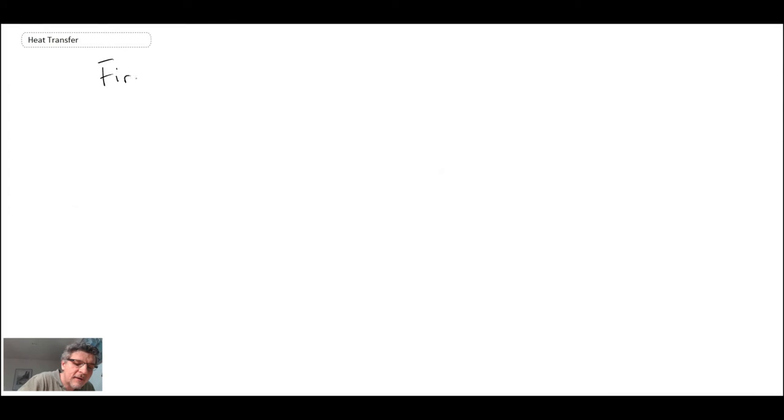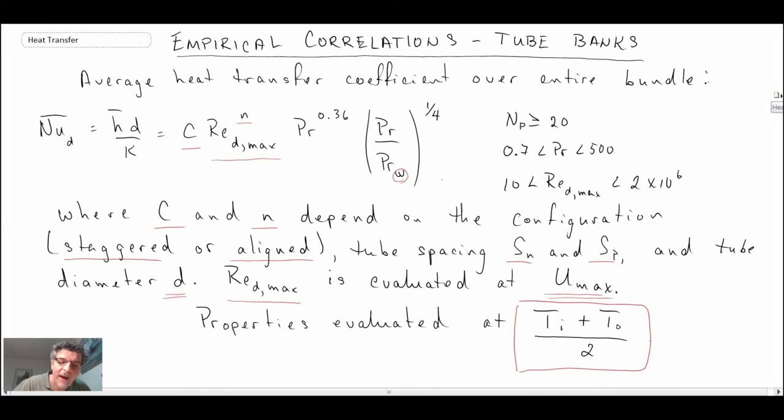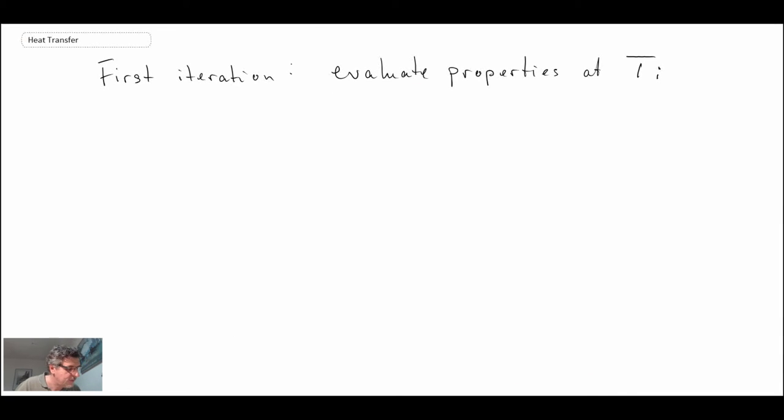But the first place to start, if you do not know the temperature of the fluid leaving, what I would recommend is you begin by evaluating properties at the inlet temperature, if you know that. And then you can go back to the correlation equation, assuming you know how to determine Umax, which we will be doing in the next segment. You use this equation here to come up with an expression for H bar. So that will be the average convective heat transfer coefficient within our tube bundle. And then I'm going to give you an equation that will enable you to estimate the fluid temperature leaving the tube bundle.